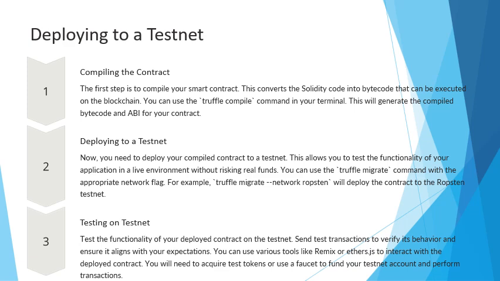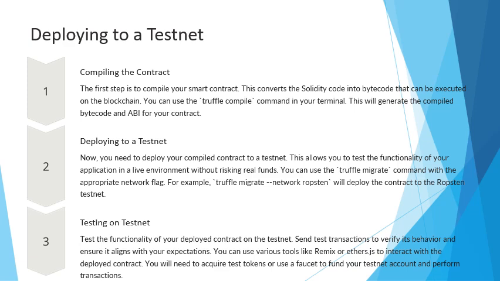Now let us look at deploying it to a testnet. We first need to compile the contract. This converts the Solidity code into bytecode that can be executed on the blockchain. We can use the truffle compile command in our terminal. This will generate the compiled bytecode and ABI for our contract.